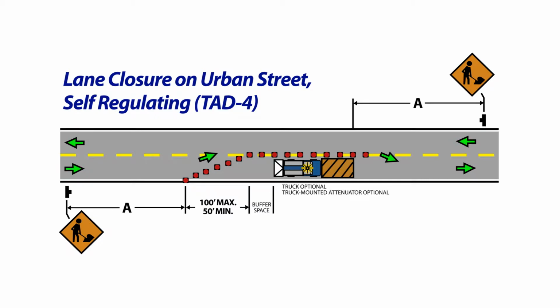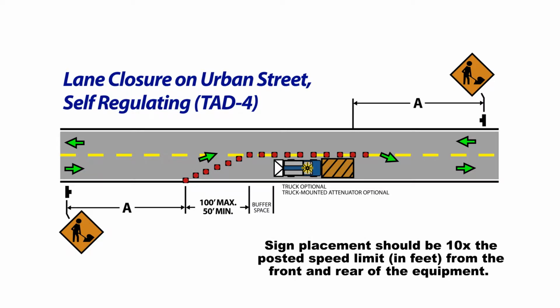In the most common setups where 2 signs are used, they should be placed approximately 10 times the posted speed limit in feet away from the front and rear of the crew truck and equipment.